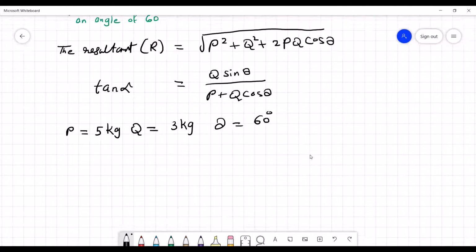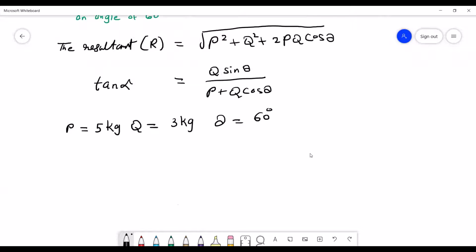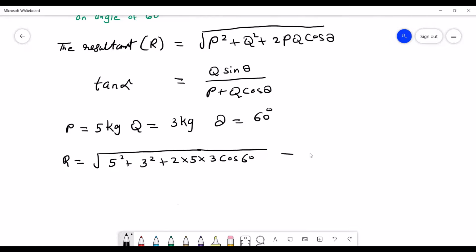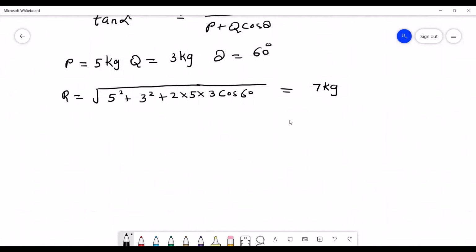So now let us find out the resultant R. Resultant R is equal to square root of P square, here P is 5, so 5 square, and Q is 3, so 3 square, then 2 into P, that is 5, into Q, that is 3, into cos 60 degree. When you do these calculations, you are going to get 7 kg. Use the calculator for finding the solution.